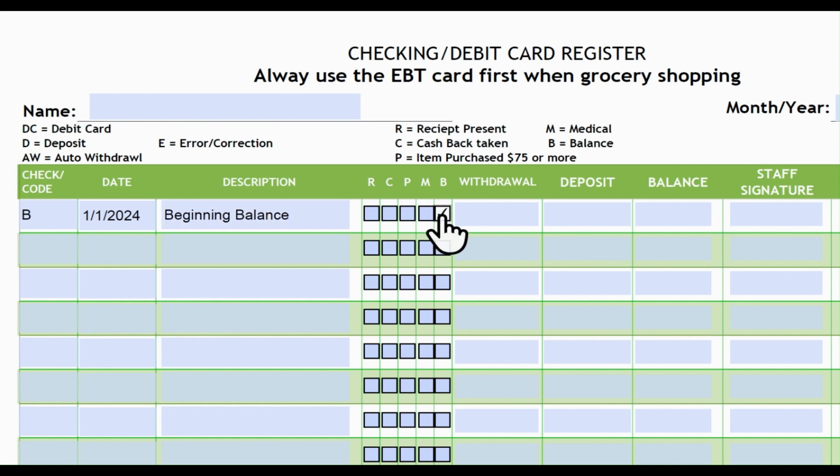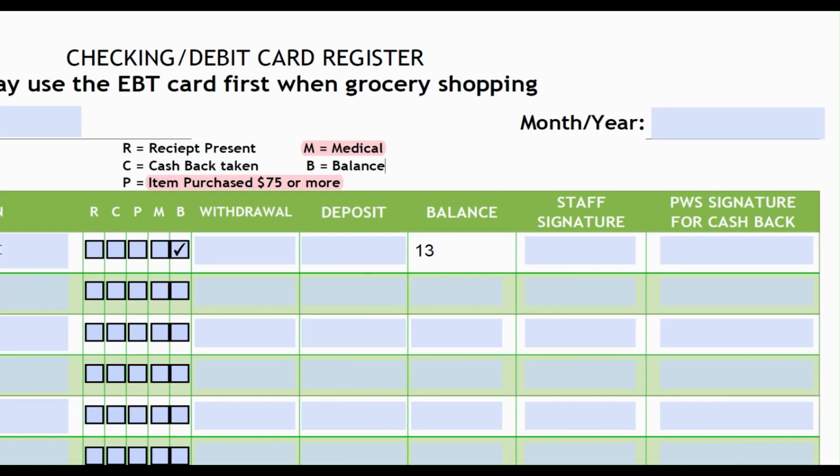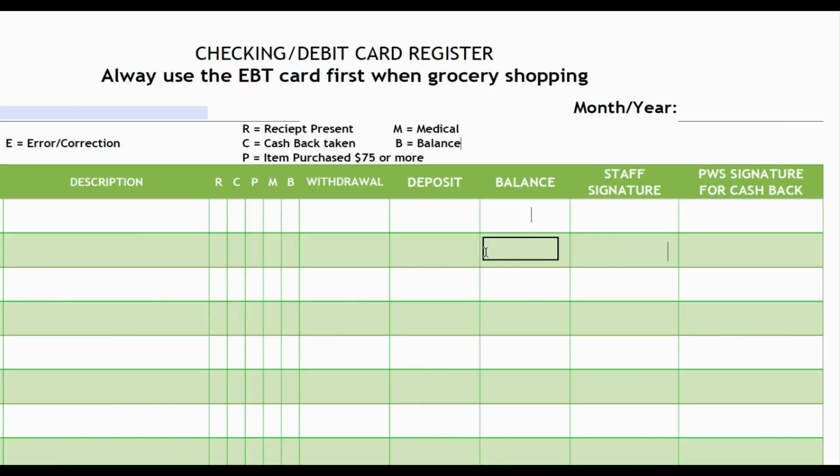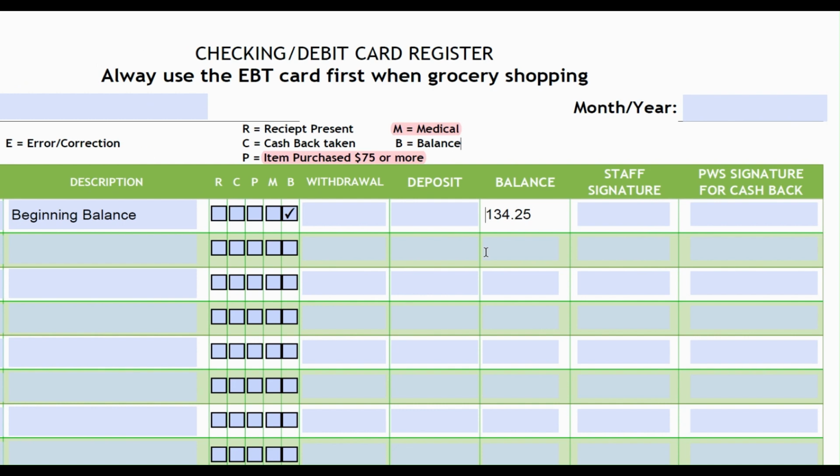Check this off. And then you are going to get this number from the ending balance of the month before. So you just look up what that number was at the end of the month from, in this case, it would have been December. And we're going to put that number into the balance sheet for the beginning balance of this month. So let's say the person has $134.25 at the end of the previous month. So always start off the new month by filling out this top line here.